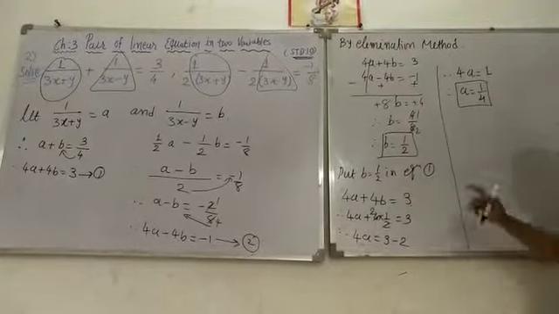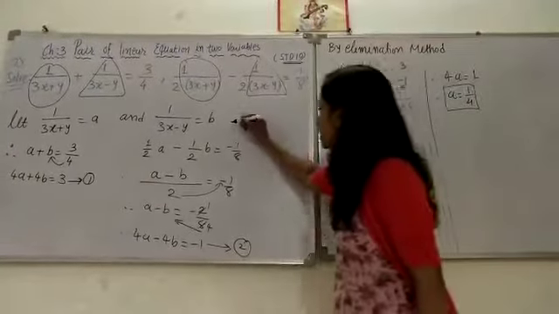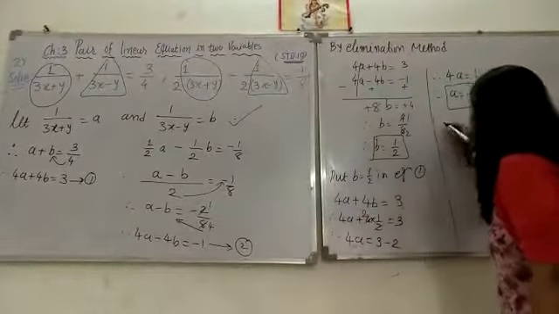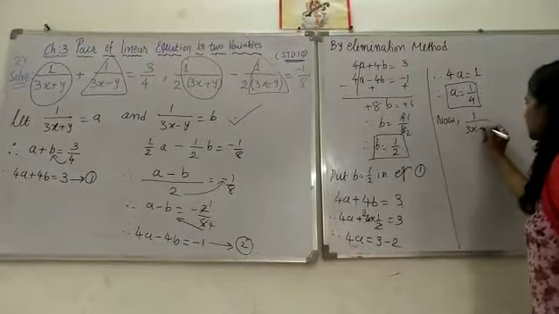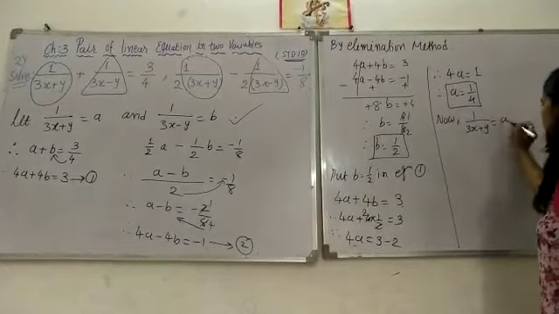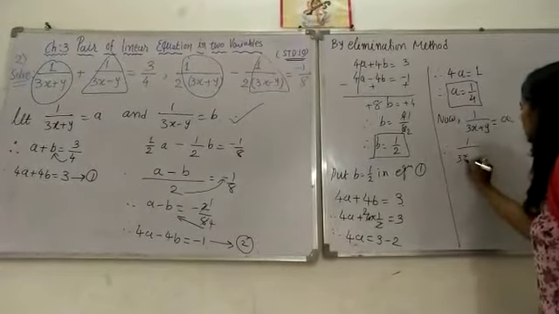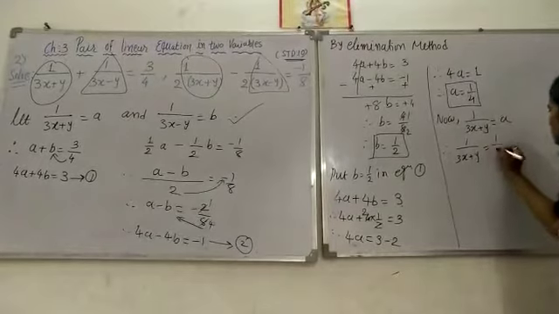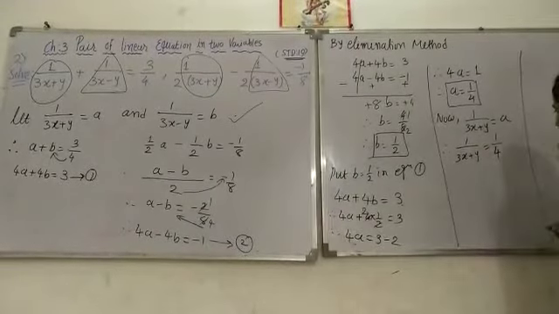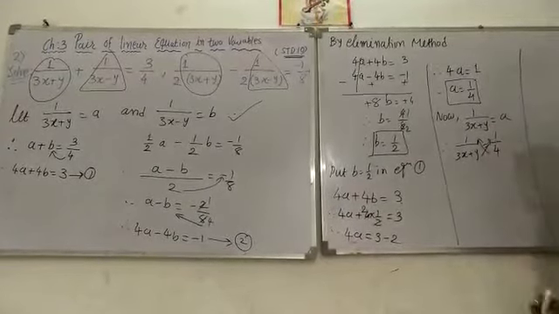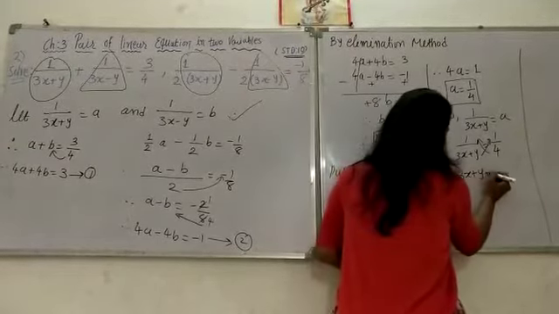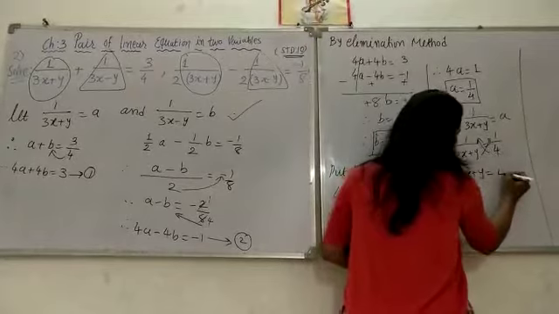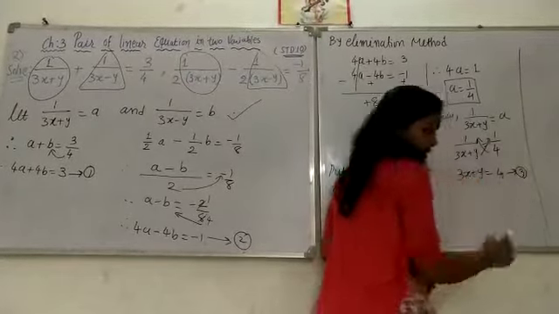After getting the values of this a and b, put here. This is our supposition. So now 1 upon 3x plus y is equal to a. So 1 upon 3x plus y is equal to 1 upon 4. So multiply 4 here and this here. So 3x plus y is equal to 4. Give its name as 3.